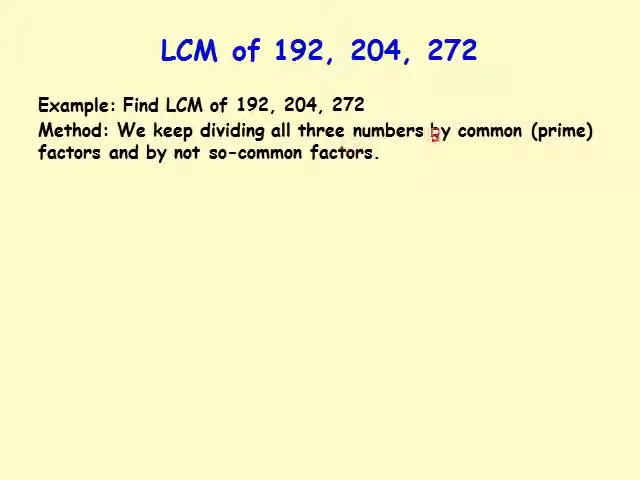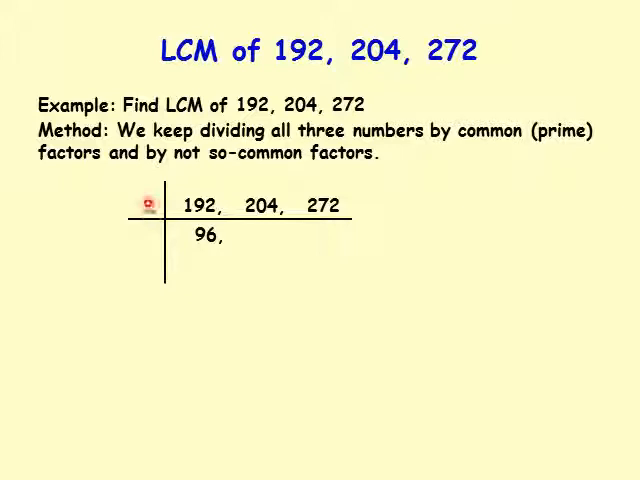Method: we keep dividing all three numbers by common prime factors and by not-so-common factors. We'll do prime factors this time. The three numbers are 192, 204, 272. We set up the division here like this. Do you see any common factor here?